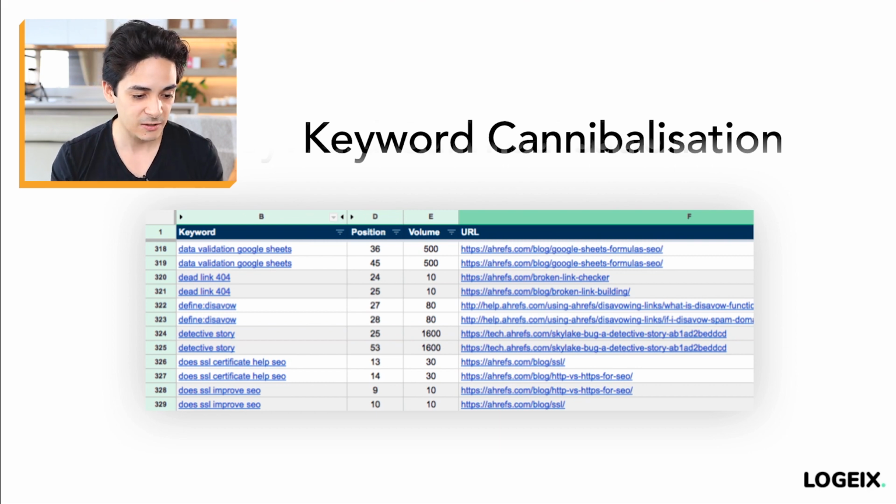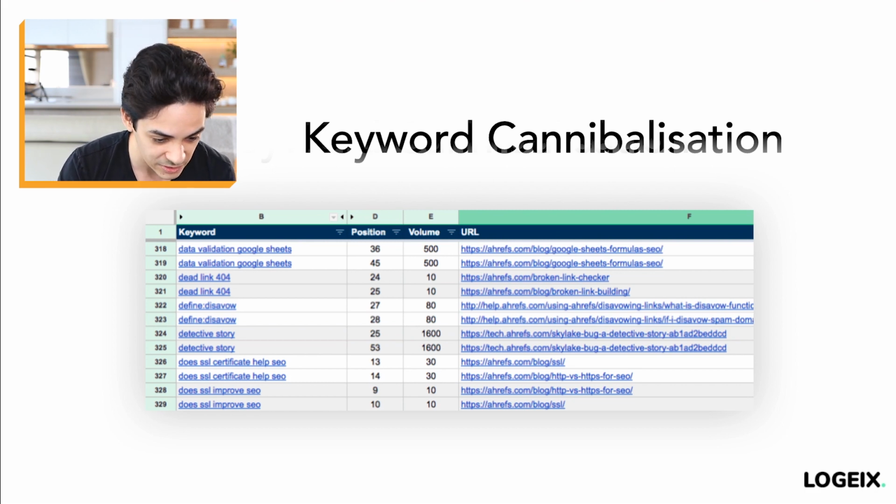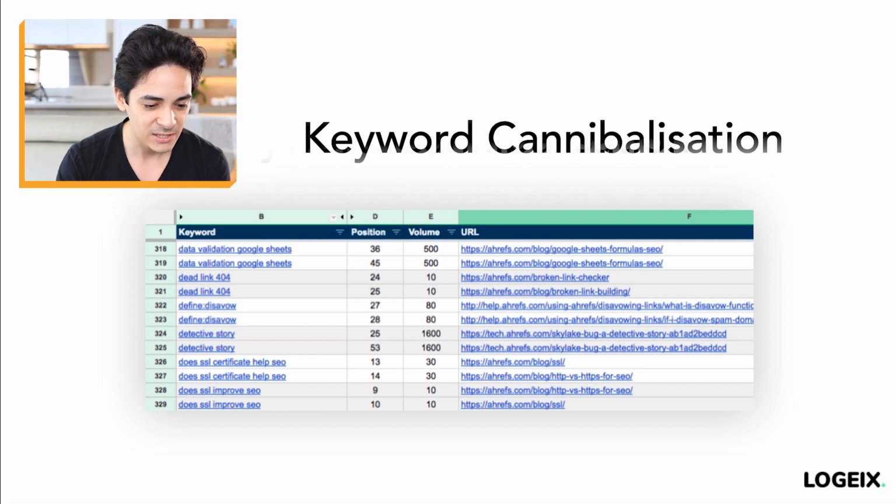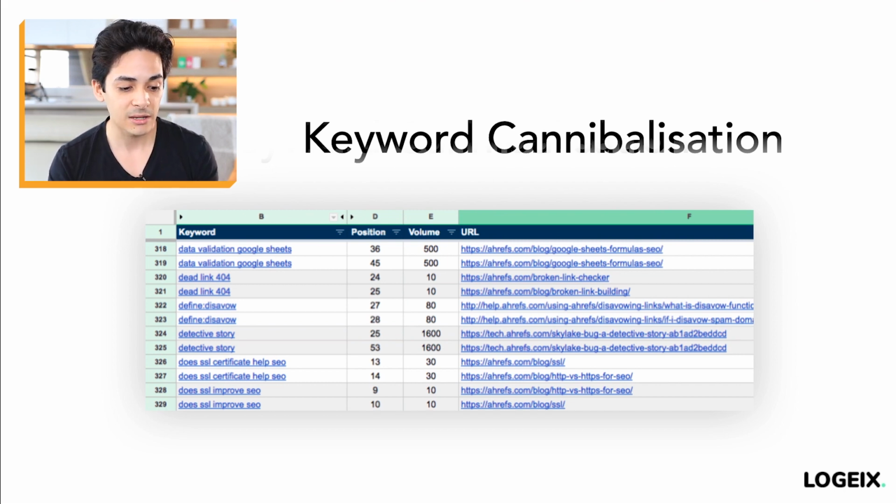So in these examples here, the first one, data validation Google Sheets, it's actually the same URL by the looks of it, but the next one, dead link 404, you see they have a broken link checker page, and then you have a blog broken link building guide, okay? So you see they have two pages ranking for the same thing. This is basically keyword cannibalization, and this tool finds them within a few seconds just by importing that data.